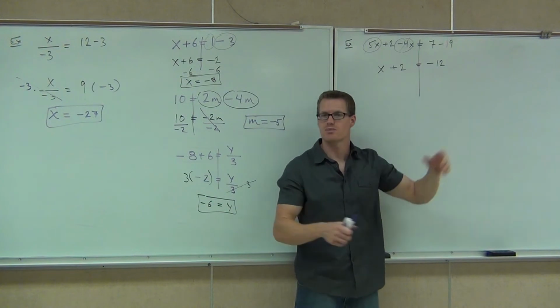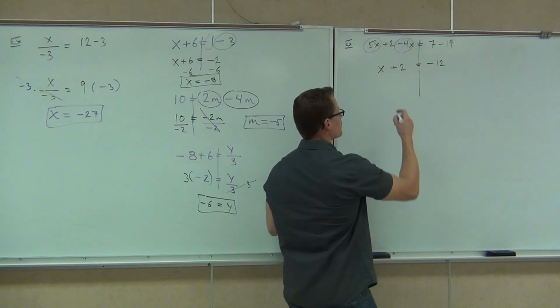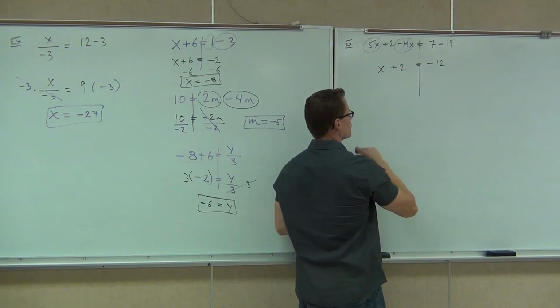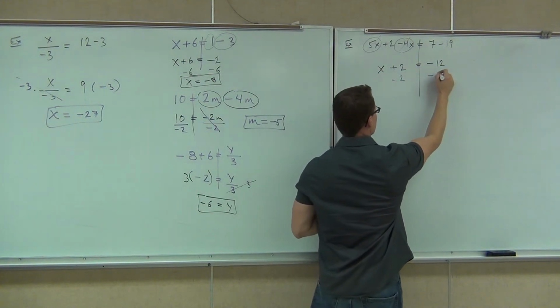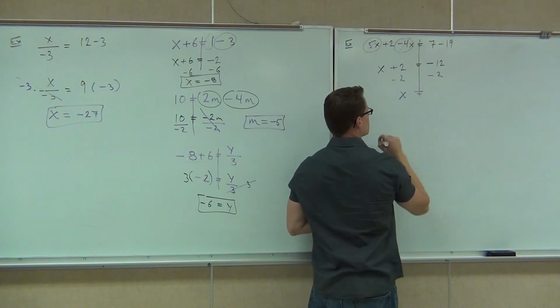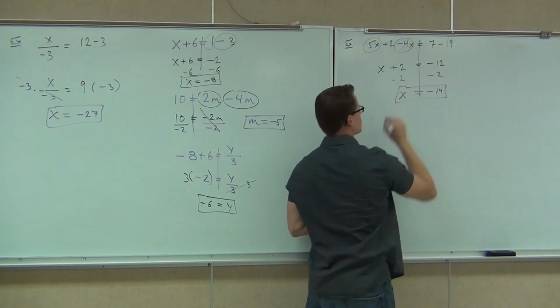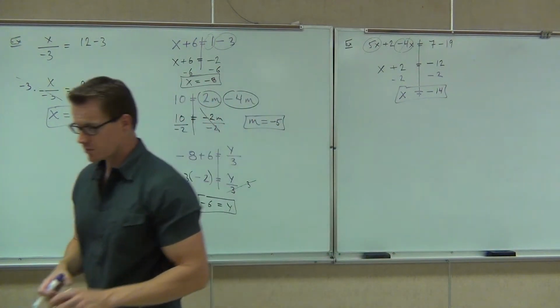This is just now a one-step problem. What's the one step? Minus 2 for both sides. So x equals negative 14. Perfect. That's exactly right. Try one on your own.